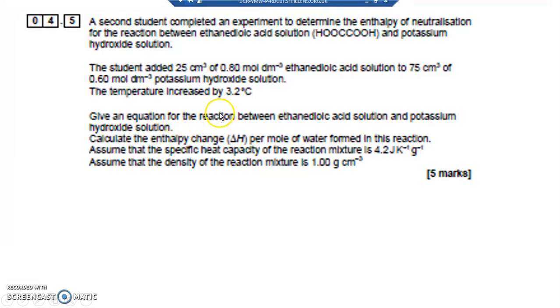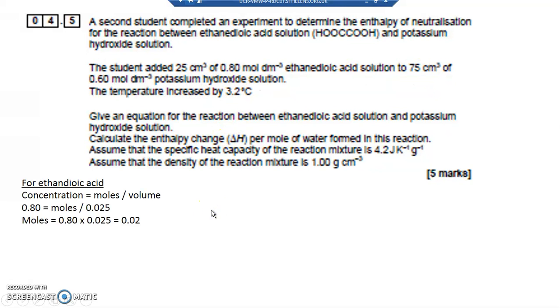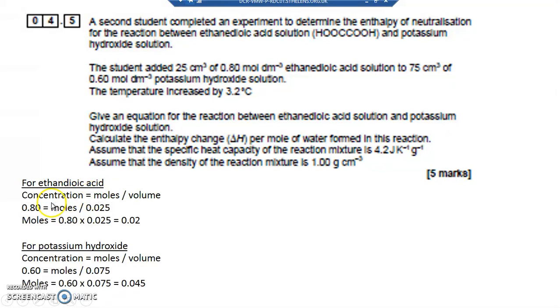So for the calculation, first of all, I know why I've been given a volume and a concentration of ethane dioic acid and a volume and a concentration of potassium hydroxide. That's to work out moles, so let's do that. Concentration equals moles divided by volume, so for the ethane dioic acid, concentration 0.8 equals moles divided by 0.025, multiply the two together to get 0.02. Same for the potassium hydroxide, concentration 0.6 equals moles divided by the volume 0.075, moles is 0.6 times 0.075, 0.045.